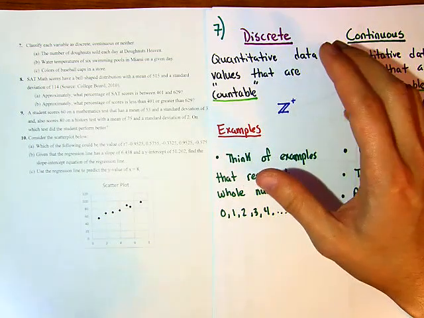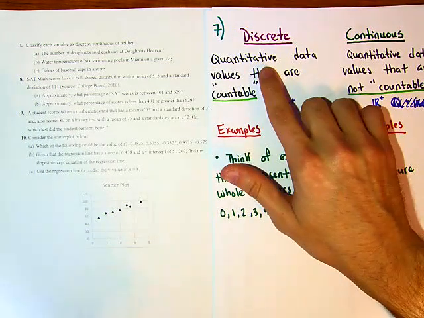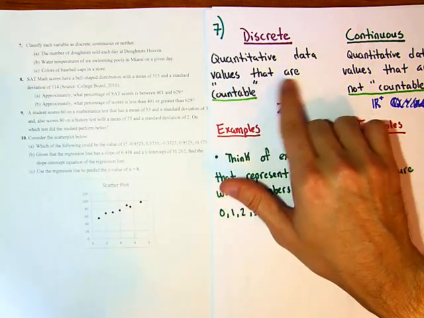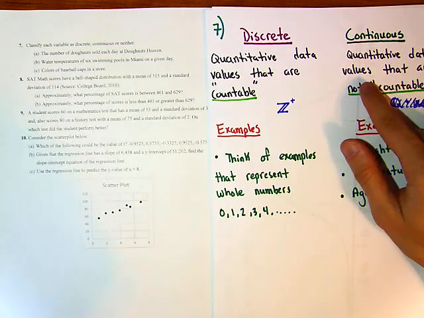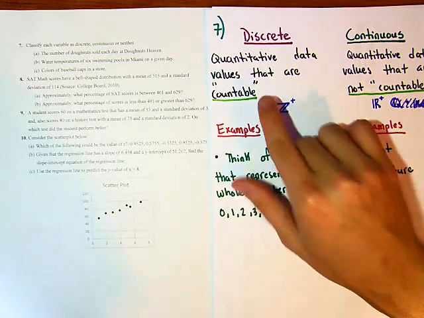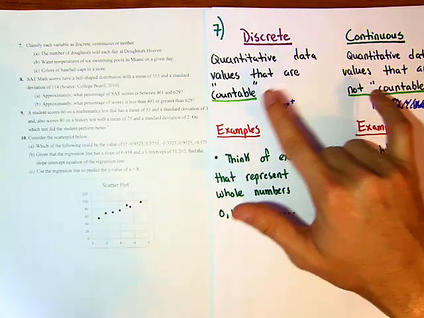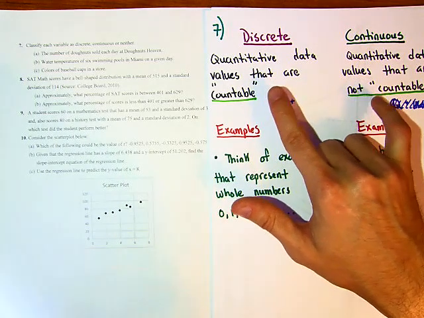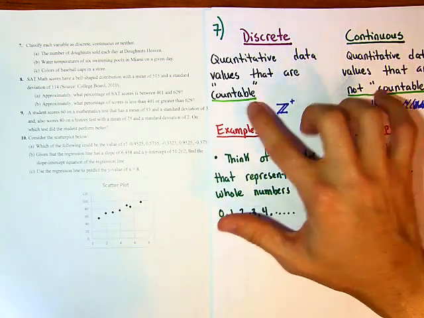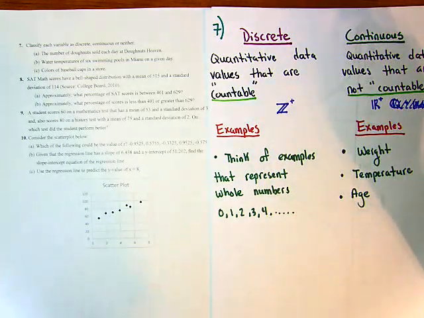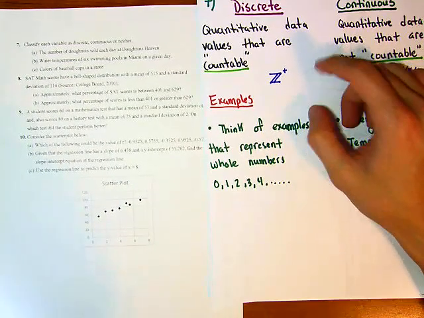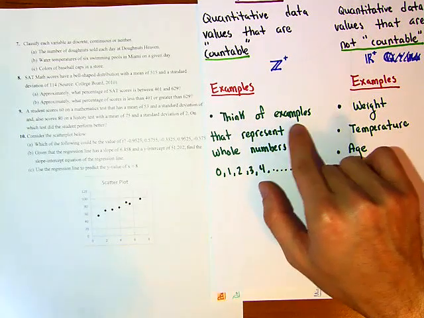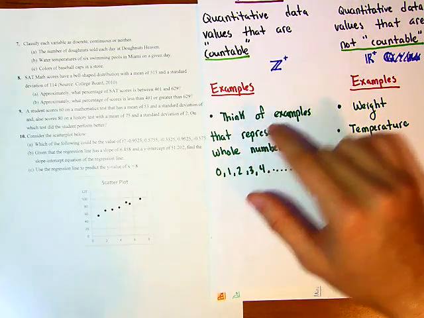The definition from the textbook states that discrete is quantitative data values that are countable, and continuous is quantitative data values that are not countable. That idea of countable and not countable comes up in higher levels of math, but the definition is pretty bad. But I'll show you some examples to show you what we mean. So here, when we look at discrete, I want you to think of scenarios where we have whole numbers.